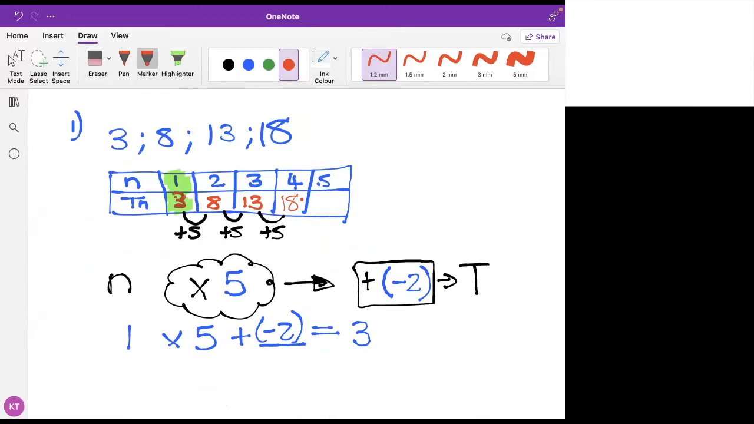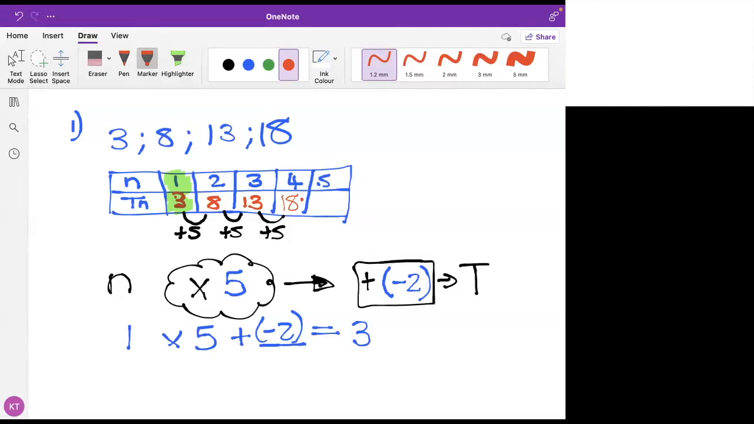5. Good. So remember, in the little cloud, what are we putting? We're putting the thing that we're timesing by, the difference. So what am I saying there? I'm going to say times by 5. Does that make sense? Yes, ma'am. So far, the same as how we did before. Then I'm going to go work my sum out.